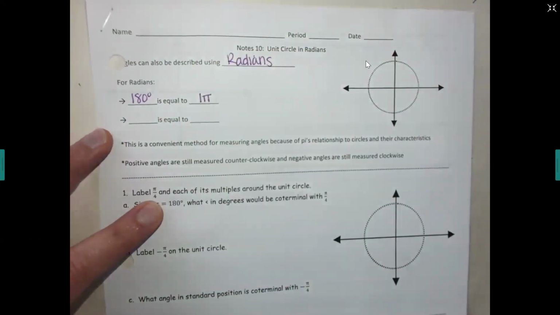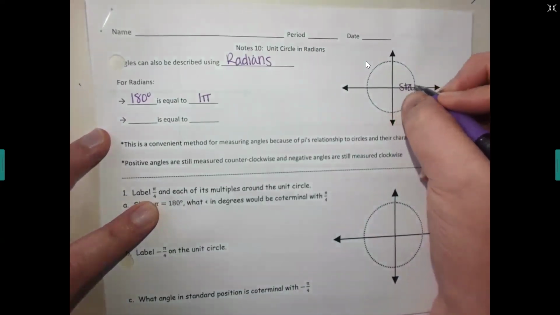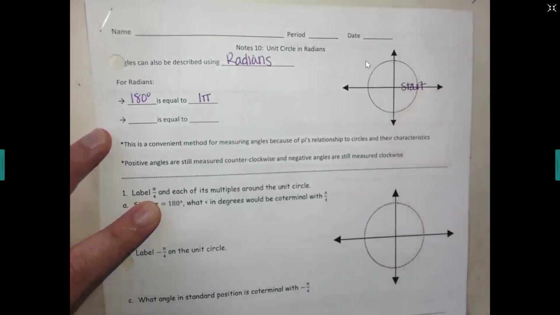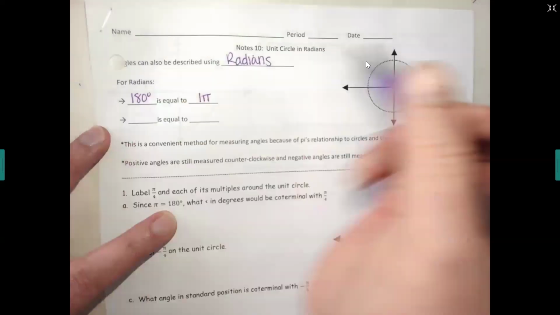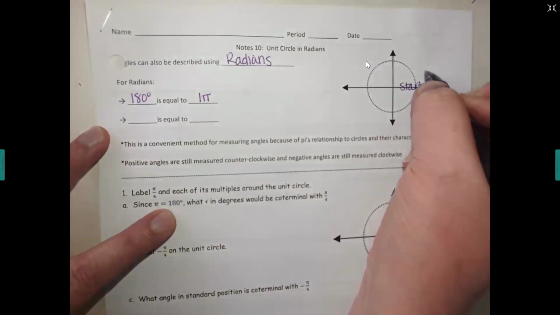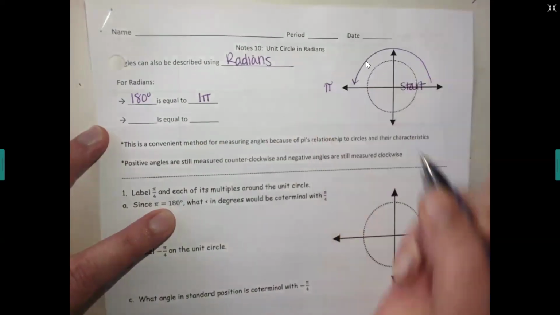So I want you to label on your circle. Remember, we always start on the positive x-axis. And then remember that positive angles, you go up and around. Negative angles, you go down and around. So if I want to do positive 180 degrees, I would start here and I would twist around to here. This is 1 pi.